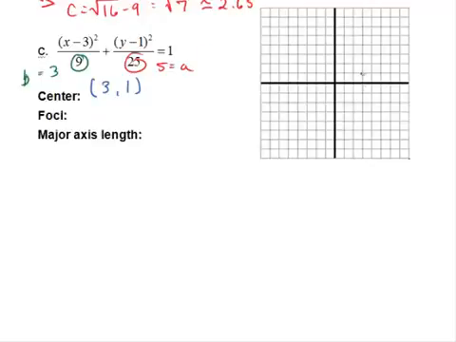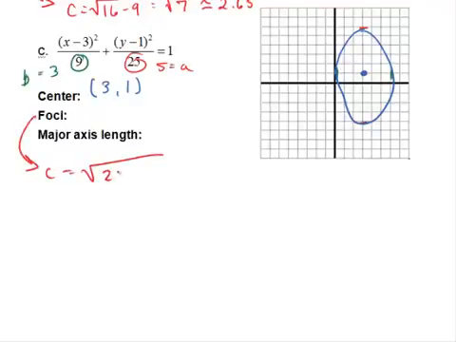So from our center, 3, comma, 1, we're going to go vertically 5 units. 1, 2, 3, 4. 1, 2, 3, 4, 5. And side to side, horizontally 3 units. Connect these. Notice I'm not asking you for intercepts on this one because they don't cross at super nice places. So we'll skip those and just move straight on to foci.